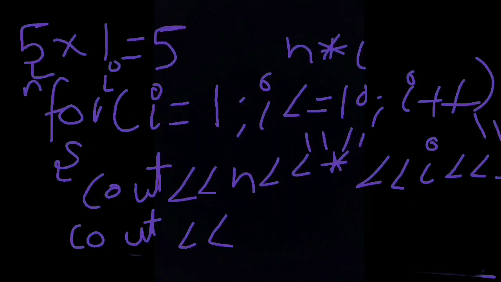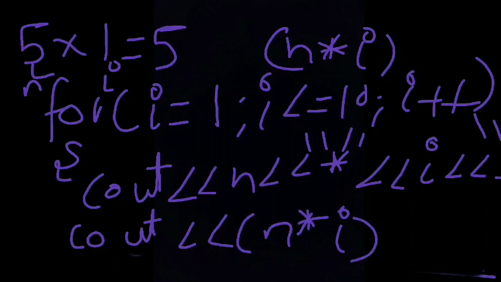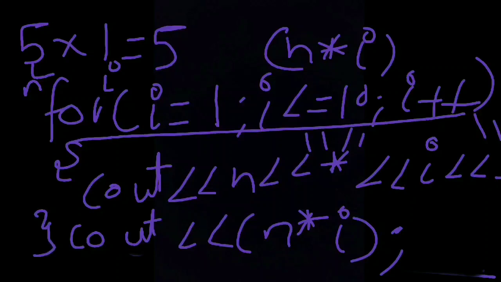But the star this time, the asterisk operator, will not be in quotes. Obviously it is not going to be in quotes because we are not going to print the asterisk operator. We are calculating here the number n multiplied by the variable i, which will have a certain value at a certain position, that is 1 or 2 up till 10. So guys, this is how basically our loop is going to look like.